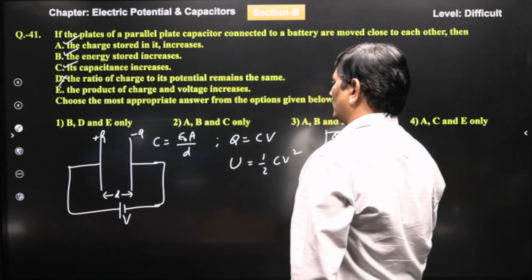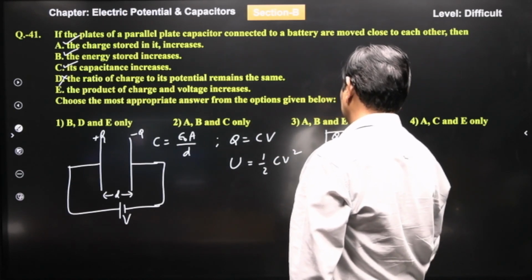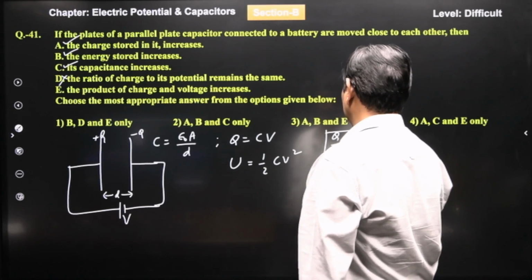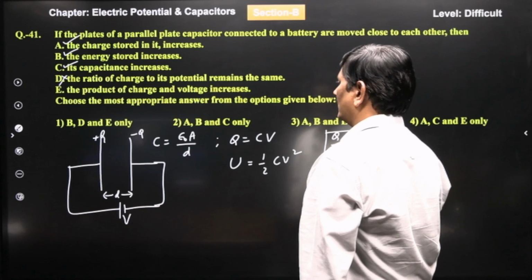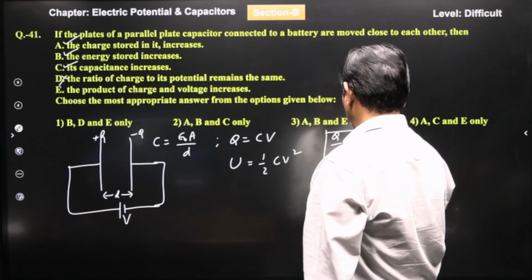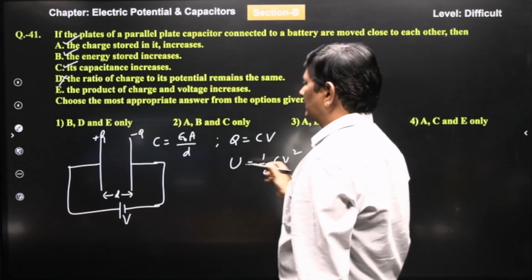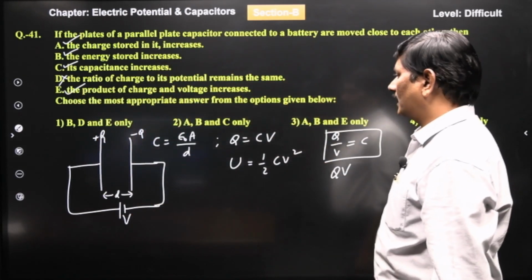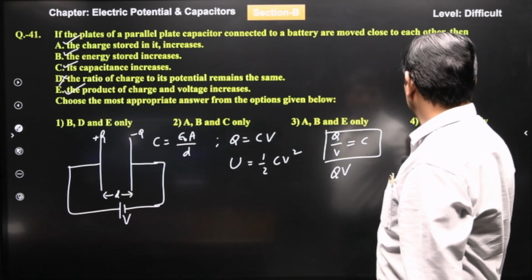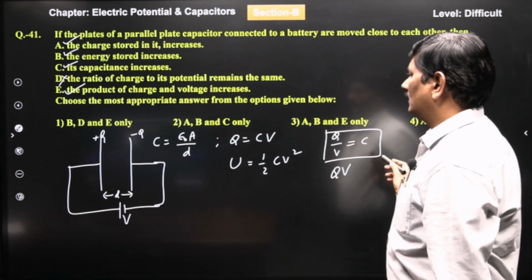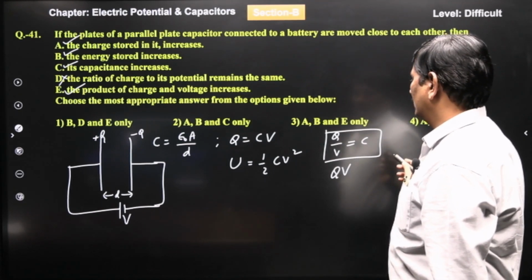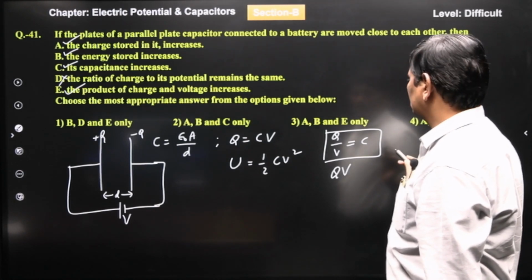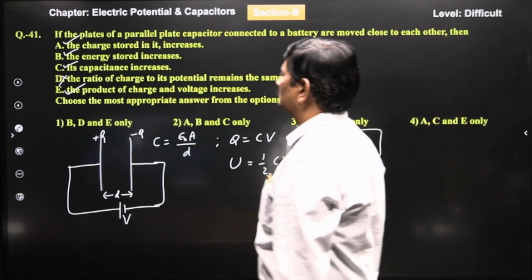Next one is the product of charge and voltage, QV. Charge is increasing, potential remains the same, so this value increases. Q increasing, V constant, so the total product increases. E is correct. A, B, C, E are correct. D is the only wrong one.